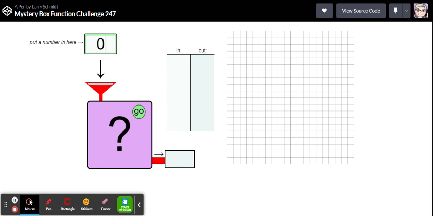Okay, I'm going to begin with a 0. Okay, that looks like a non-repeating decimal. How about a 1? Another 1. How about a 2? Now we're going down. How about a 3?